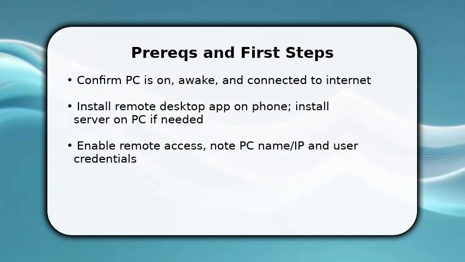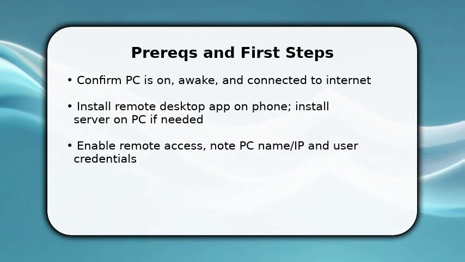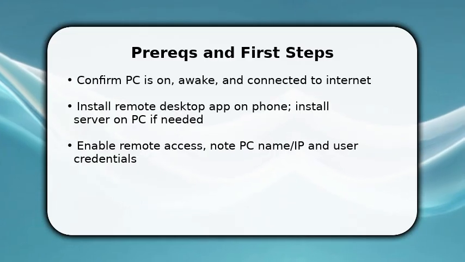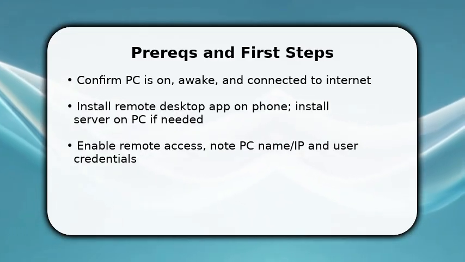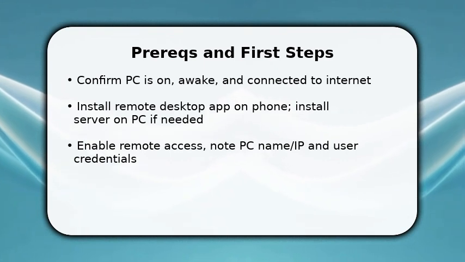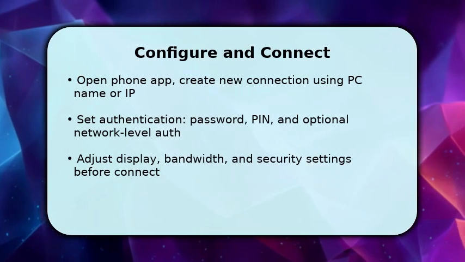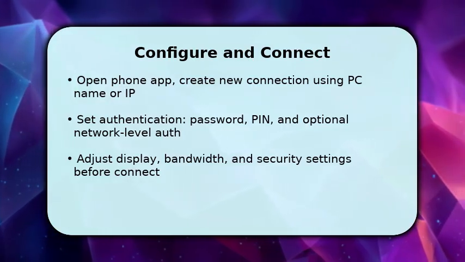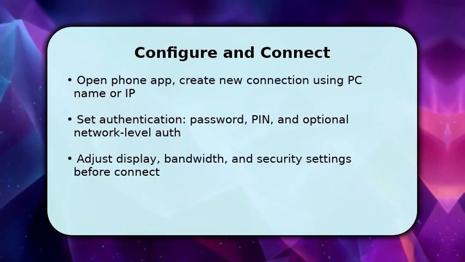Once done, write down the PC name or IP address and the account username you'll use, because accurate credentials are what let the phone connect securely. You open the app on your phone and create a new connection entry using the PC name or IP you noted. Enter the username and password and choose network-level authentication if available for extra security.